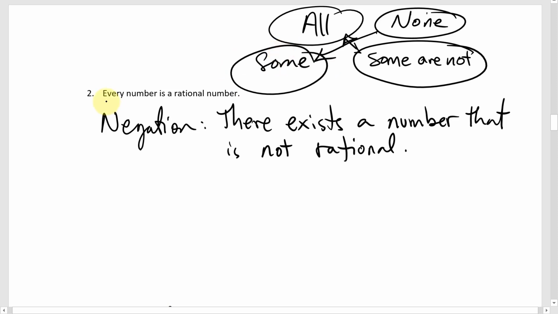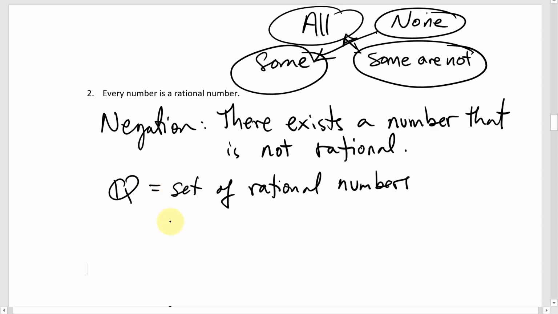So what we have here is all numbers are rational numbers. So the negation is some are not. There exists a number that is not rational. And I could write it in a kind of formal language where I use the set Q as the set of rationals. We might say there exists X such that X is not an element of Q.